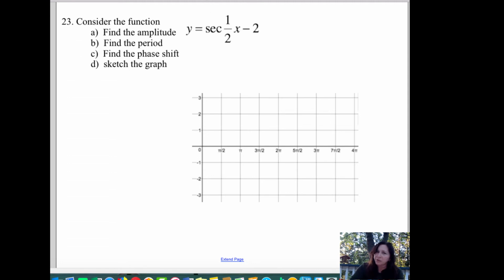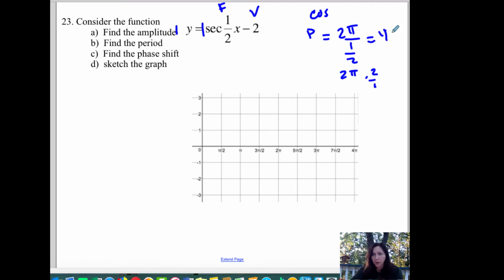Now remember, secant is the reciprocal of cosine. We also know this is my vertical shift. What's in front of the x is my frequency. My amplitude is 1. My period is 2 pi over my frequency, which is 1 over 2. So that's 2 pi divided by 1/2, or 2 pi times 2 over 1. So that means my period is 4 pi.